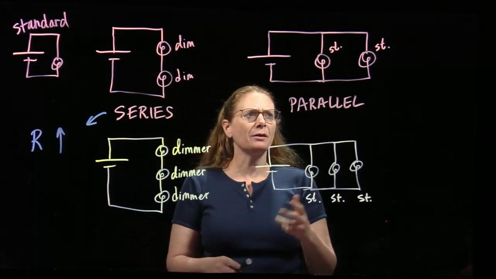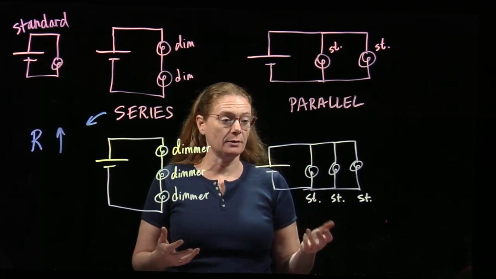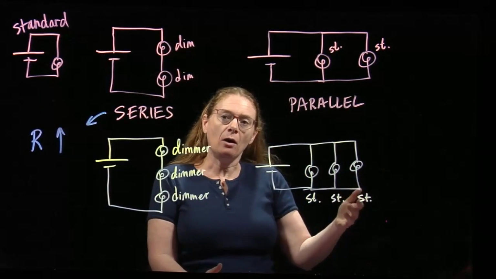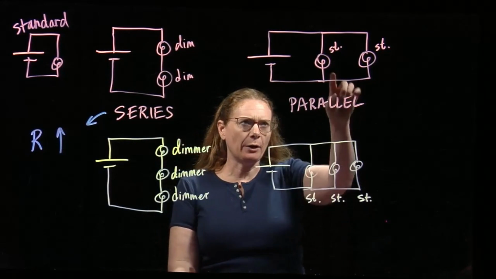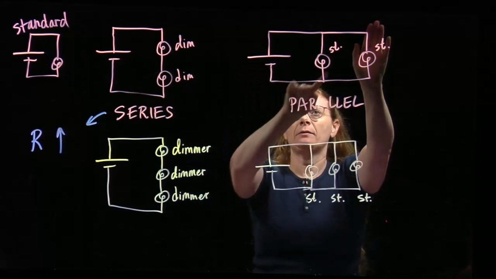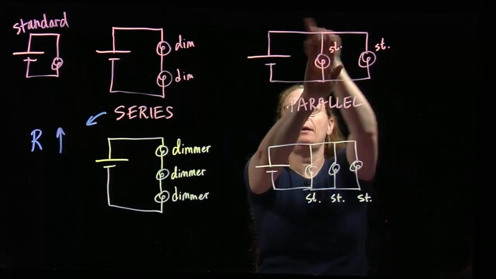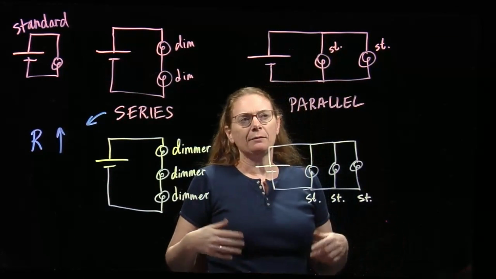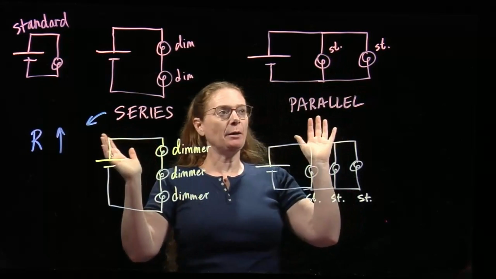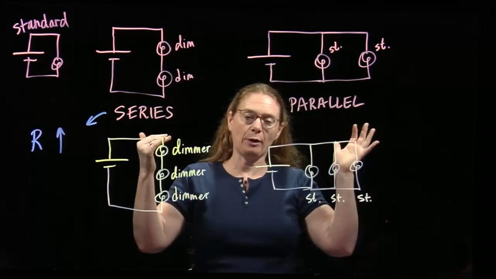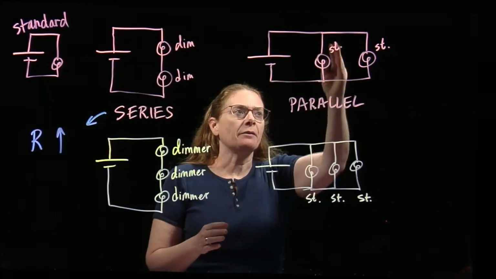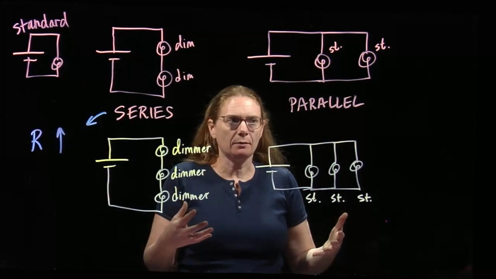In parallel, they're staying standard brightness. Doesn't matter how many, in a perfect world. We could keep adding and they all are standard. But if you think about it, they all have their own path to the battery. So this bulb says, I've got a path to the battery, I'm all happy. This bulb, I've got a path to the battery, I'm all happy. They don't interact with one another. They're like, I'm in my own loop, I'm standard brightness. So in parallel, each path, each loop is independent.